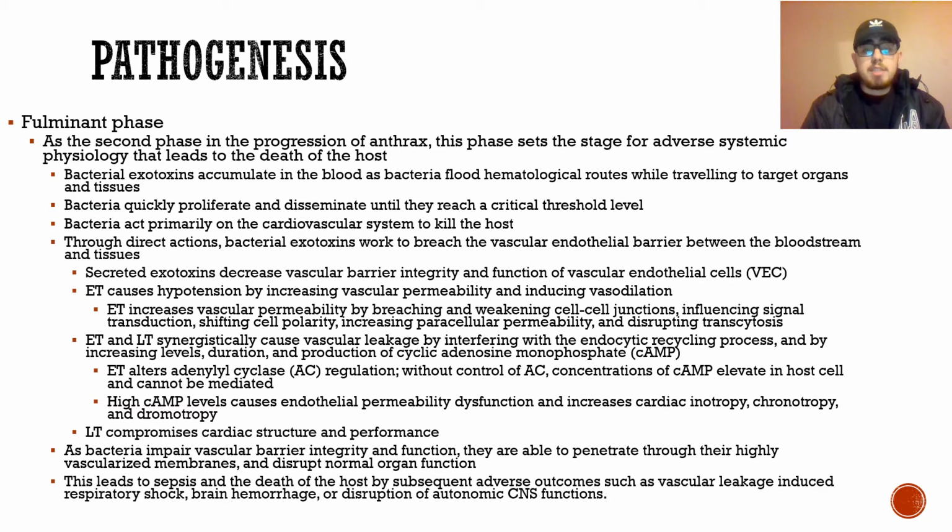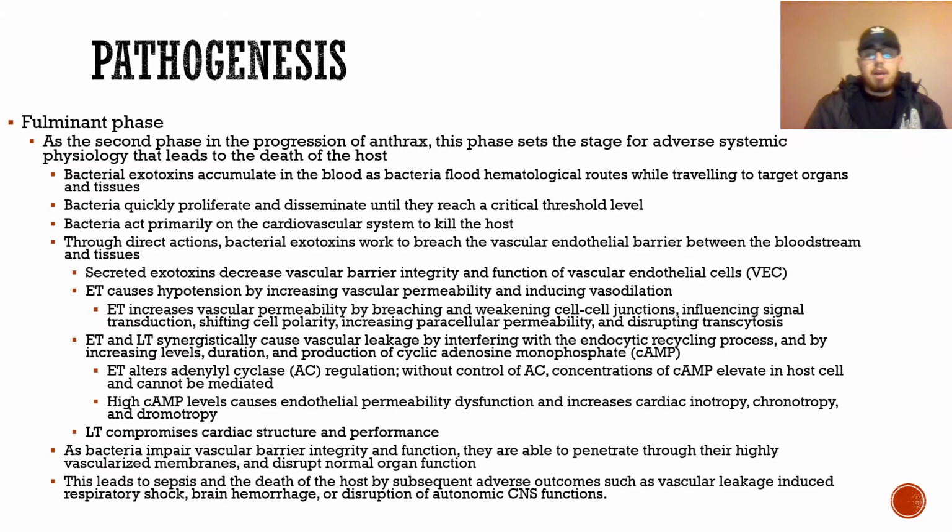Secreted exotoxins decrease vascular barrier integrity and function of vascular endothelial cells, or VEC for short. Edemotoxin causes hypotension by increasing vascular permeability and inducing vasodilation. So this increase in vascular permeability will allow the toxins to penetrate through the vascularized tissues and induce their effects. And this is basically breaking down the vascular barrier function. This is causing a lot of the dysfunctional effects.